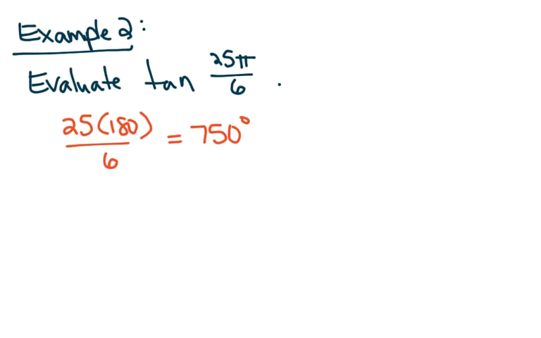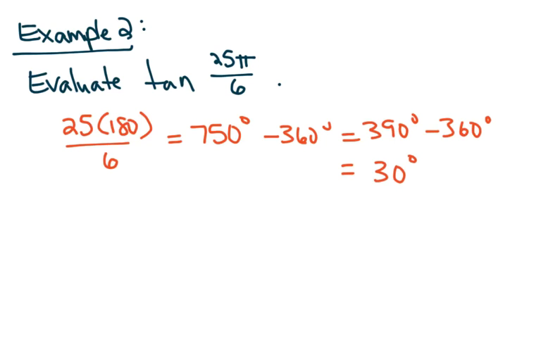Except 750 degrees is not between 0 and 360, so I'm going to subtract 360, and I'm going to find out it's 390, which is also not between 0 and 360, so I have to subtract one more time. And what I'm going to find out is that 25 pi over 6, which is 750 degrees, is coterminal with 30 degrees. That means that they're in the same location. That means that it's in quadrant 1.